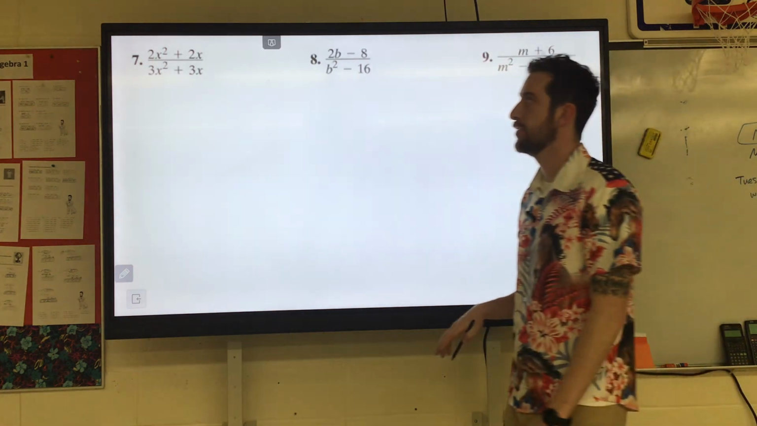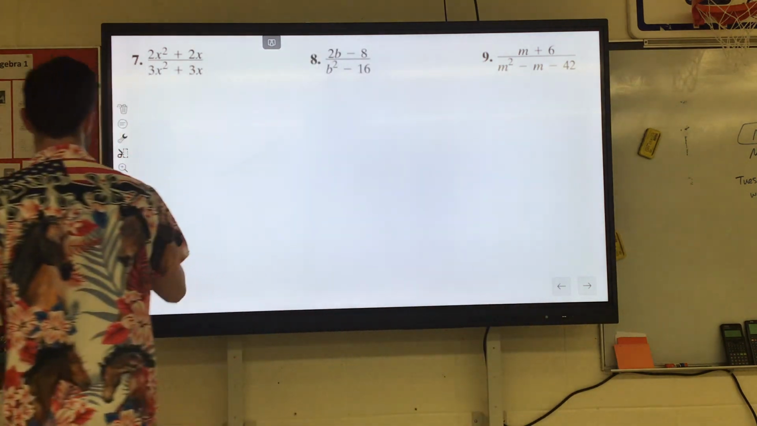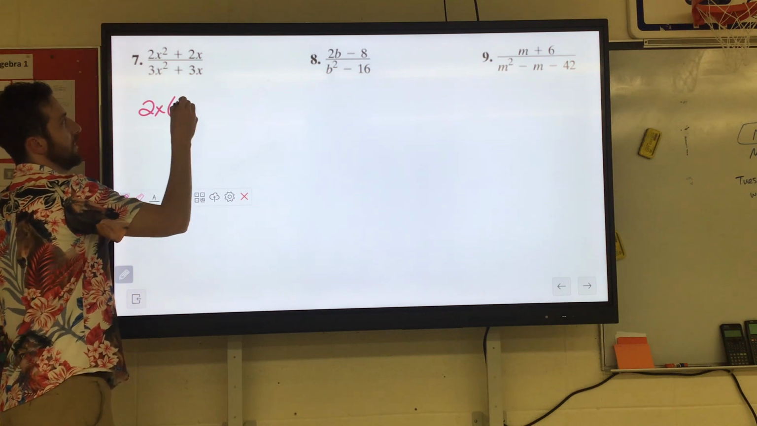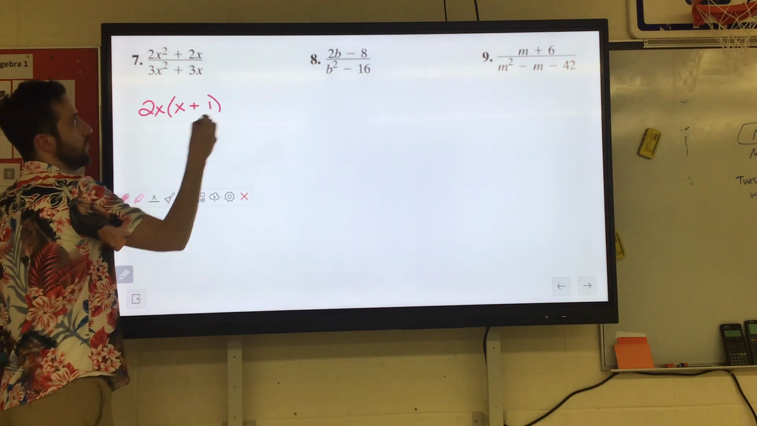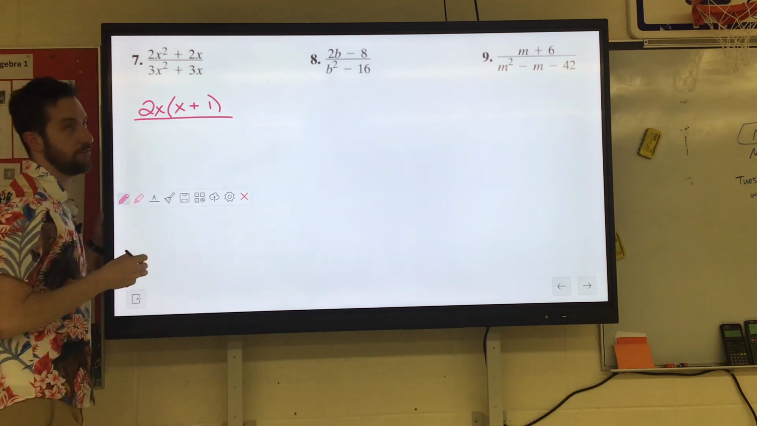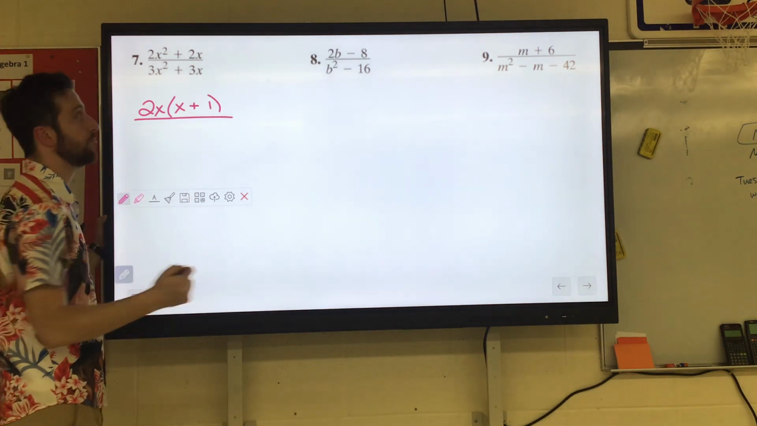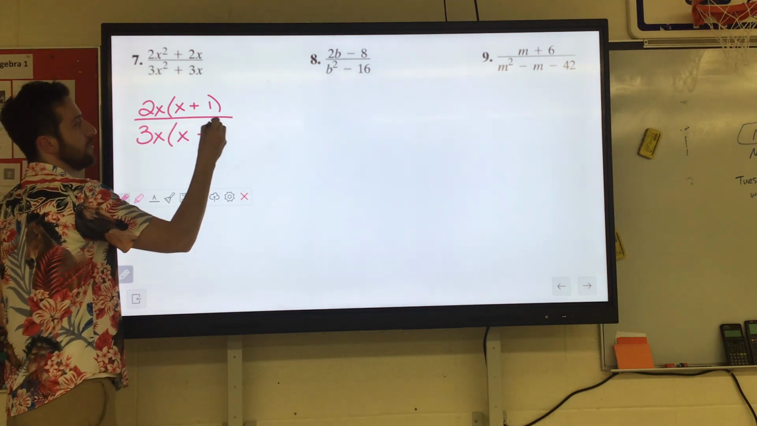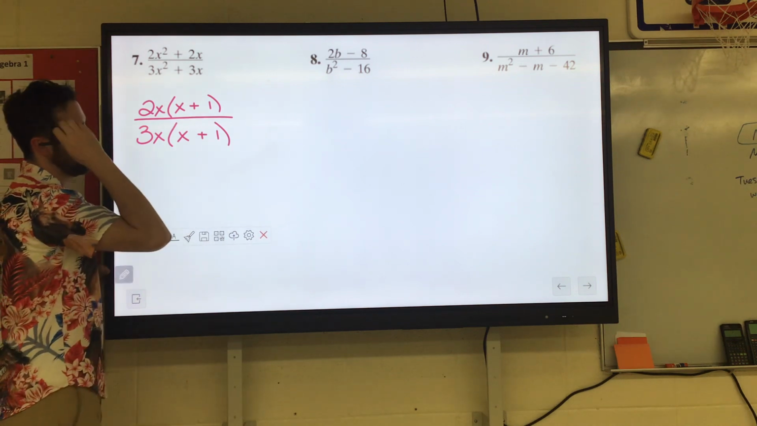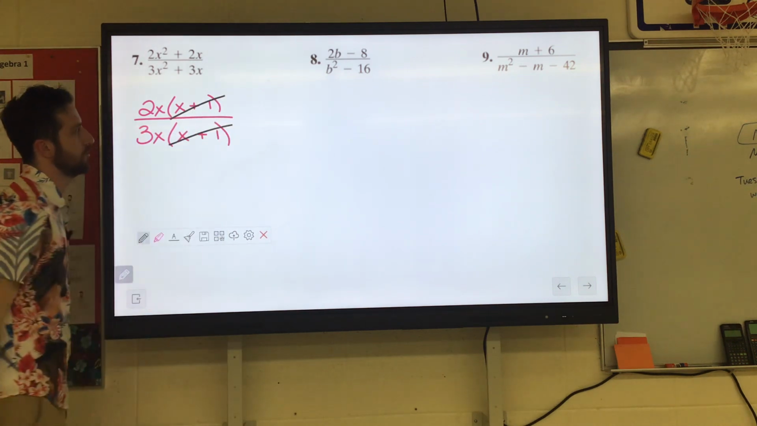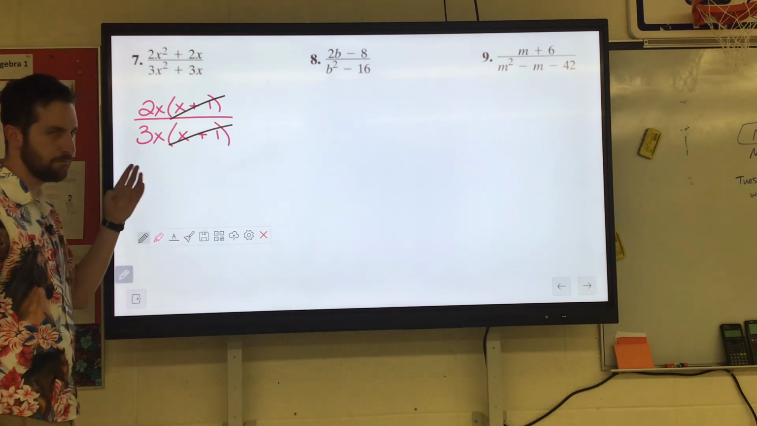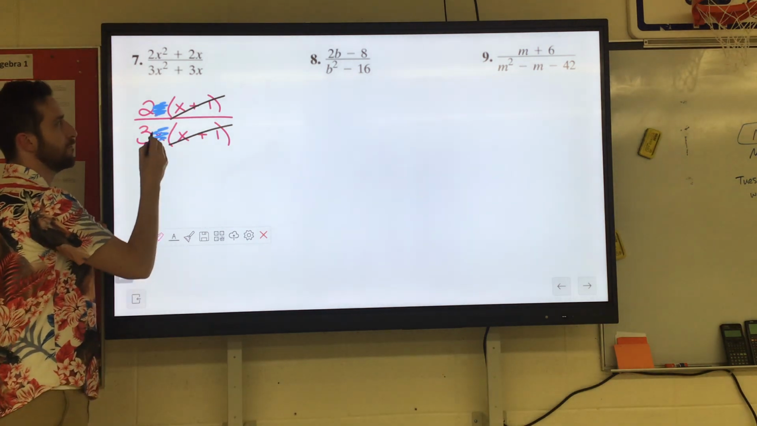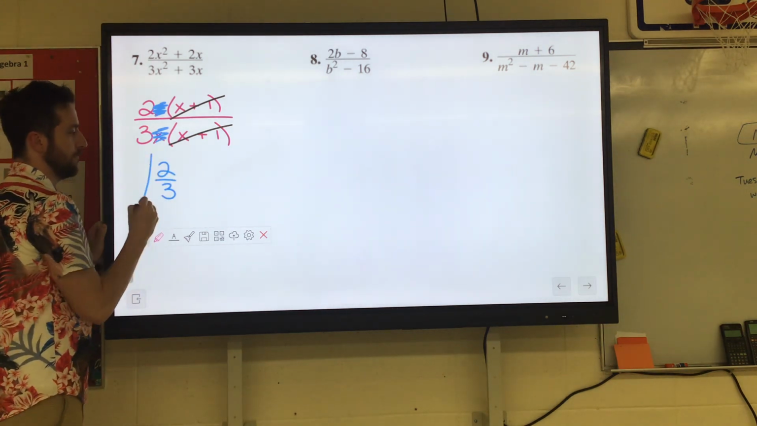Number 7, 2x squared plus 2x. Those both have 2x in common. So I'll factor out 2x. 2x times x is 2x squared. 2x times 1 is 2x. The denominator, 3x squared plus 3x. They both have a 3x in common. 3x times x is 3x squared, and 3x times 1 is 3x. Look at that. They both have the x plus 1s. Get rid of them. 2x over 3x. They also both have an x. So we can cancel out the x for the x. All I'm left with is 2 up top, 3 on the bottom.